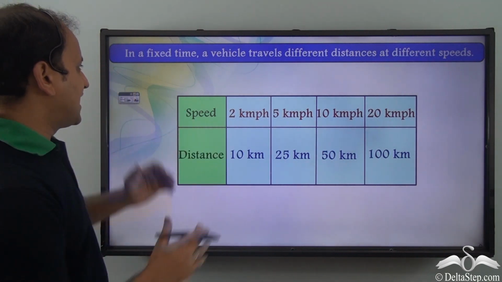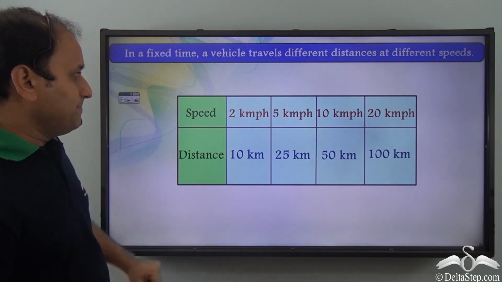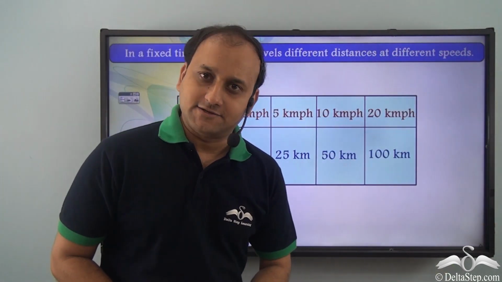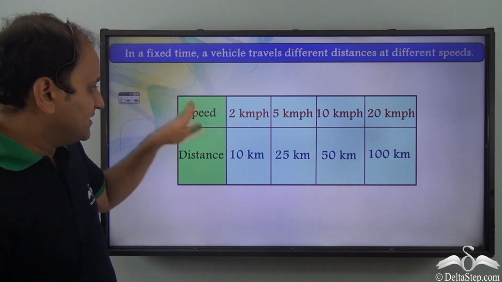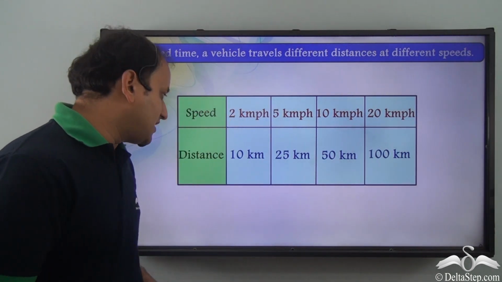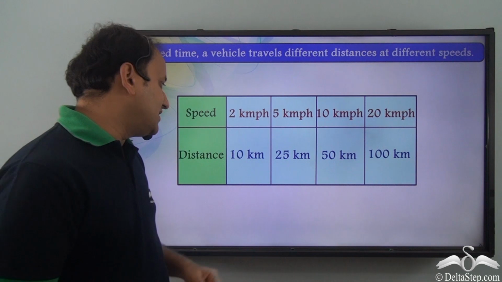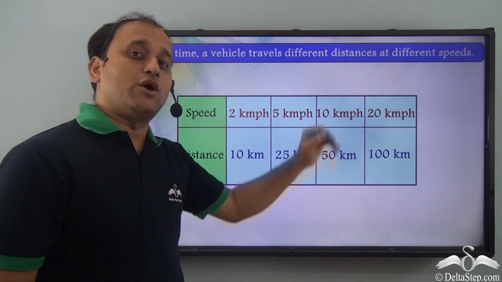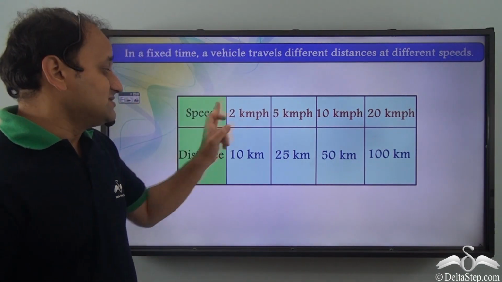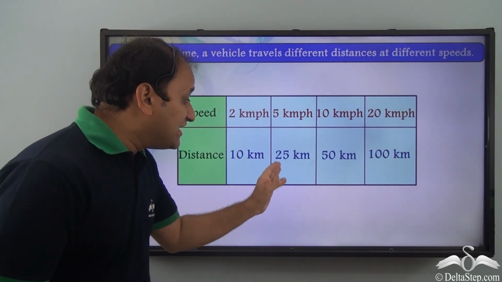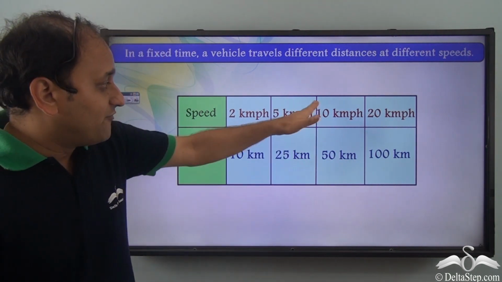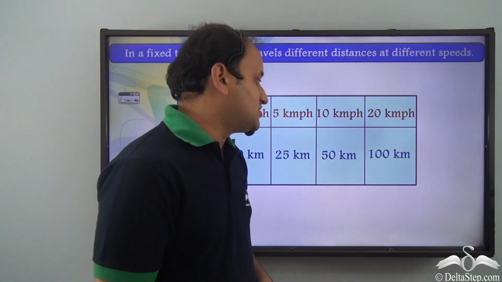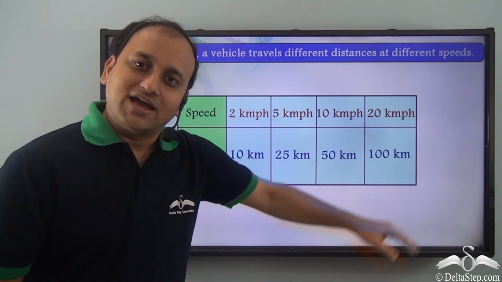So now we have a scenario here. In a fixed time, a vehicle travels different distances at different speeds. So here we have, when the speed is 2 kilometers per hour, then the distance covered is 10 kilometers. Now, when the speed increases to 5 kilometers per hour, then the distance covered also increases to 25 kilometers. Similarly, for 10 kilometers per hour, it's 50 kilometers, and for 20 kilometers per hour, it's 100 kilometers.